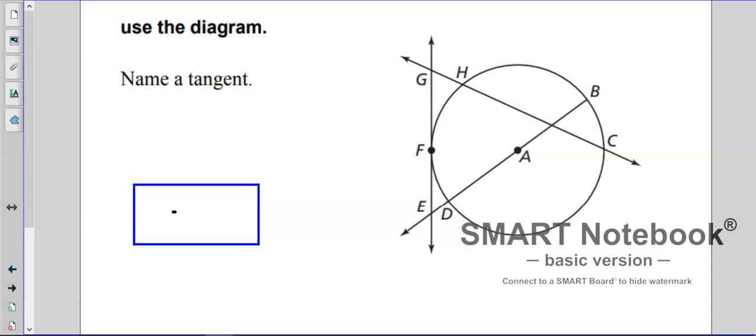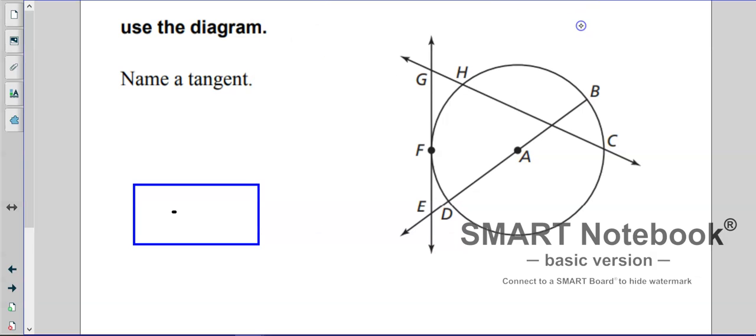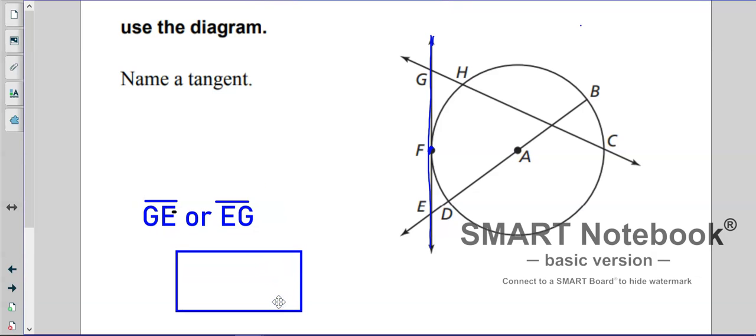All right, a little extra review before the quiz. So name a tangent. Remember, a tangent goes just outside the circle and just touches the circle in one spot. So on this one, here's the point of tangency that this line just barely touches. All right, so that would be GE or EG, however you want to name it. Technically, it should have arrows because it is a line. All right.